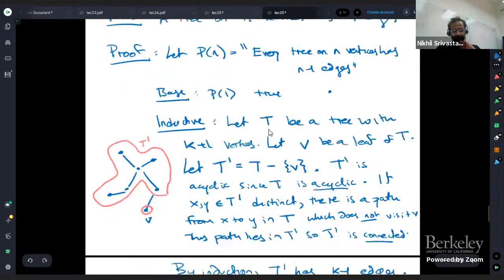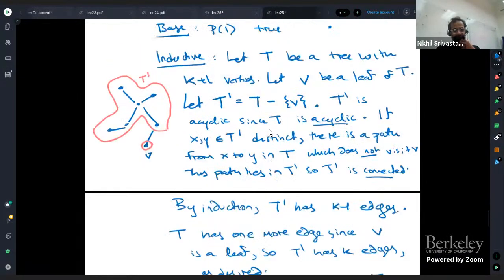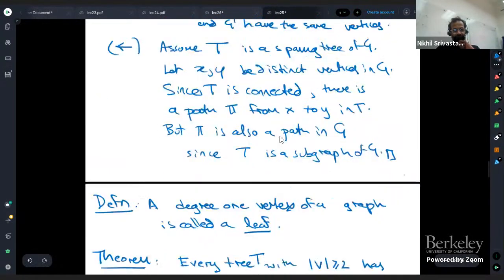So that's actually all I wanted to say about trees. So that's it for today. We'll do coloring next time. But any comments or questions about trees?